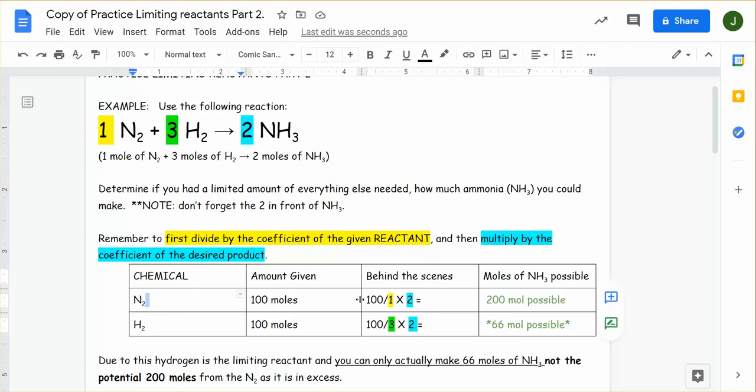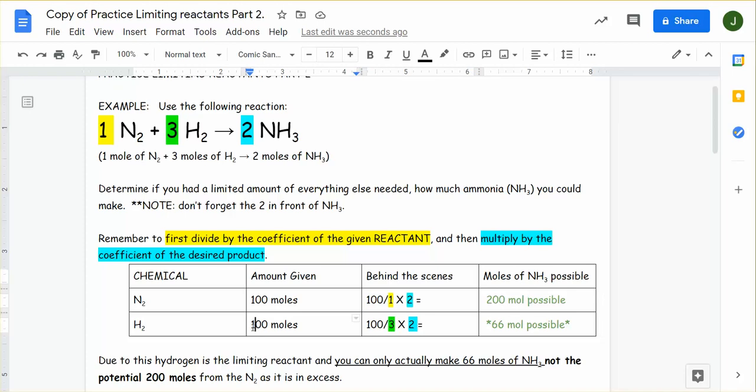So we take our given amount, we divide it by what we're given, which is nitrogen, and then we multiply it by what we're trying to get it into, which is ammonium. So 100 divided by 1 times 2 ends up being 200 moles. That's how many possible moles of ammonium we could make.